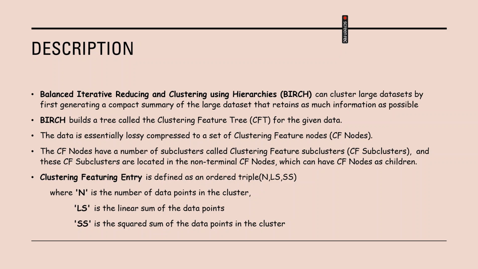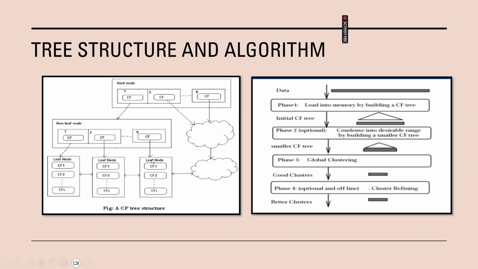So here N is the number of data points in the cluster. LS is the linear sum of data points. SS is the squared sum of data points in the cluster. So this is the tree structure of the BIRCH algorithm. Initially the CF tree is built, and then we have CF subclusters, and in the non-terminal nodes we have CF nodes, and these CF nodes will have children, which are also CF nodes. So this is the tree structure.